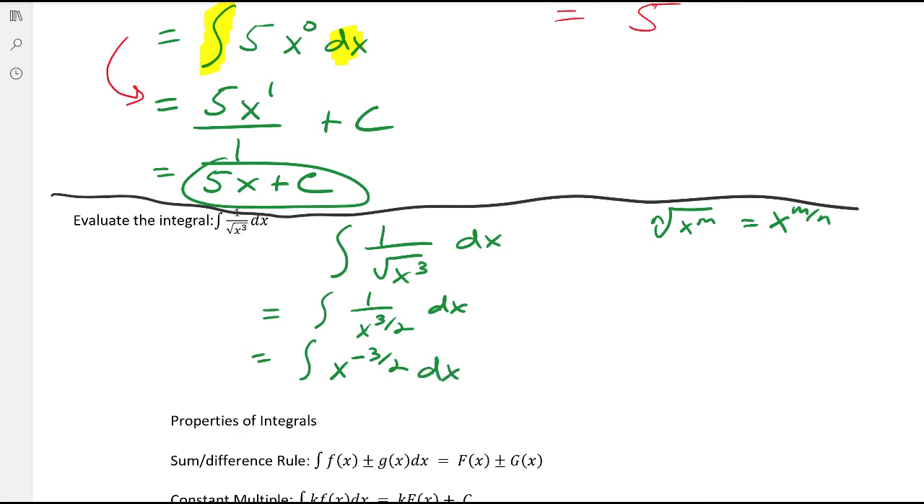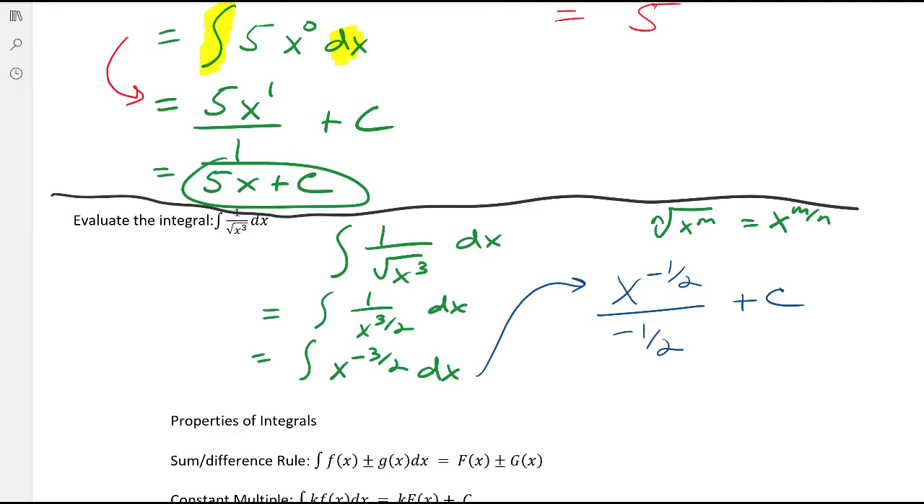Notice all of our steps so far, we have not actually performed integration. We're just rewriting the function. Now we are ready to integrate. How do we integrate? We add 1 to the power. So if we take x to the negative 3/2, add 1 to it, we get a negative 1/2. So take a negative 3/2 plus 1, you get a negative 1/2, divided by a negative 1/2 plus c.